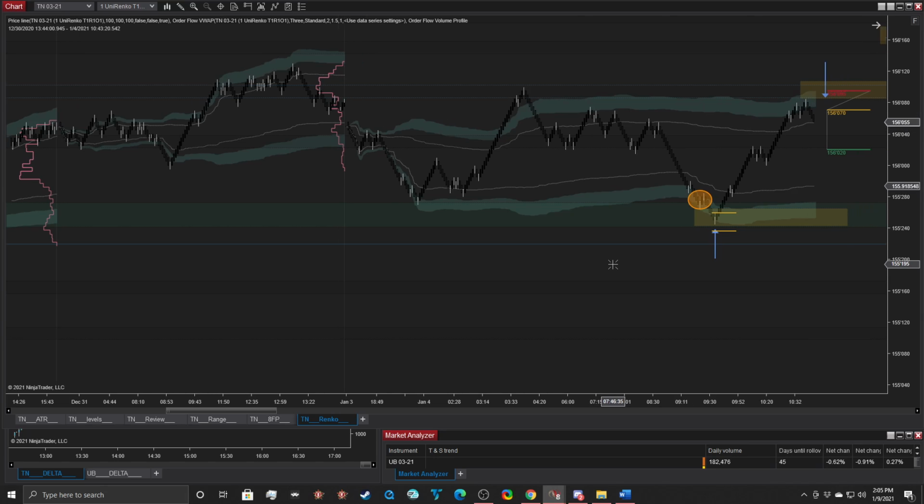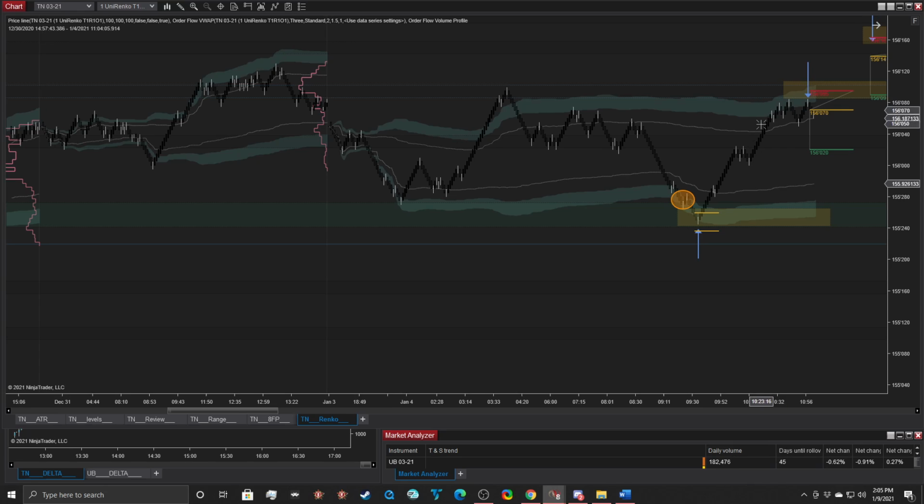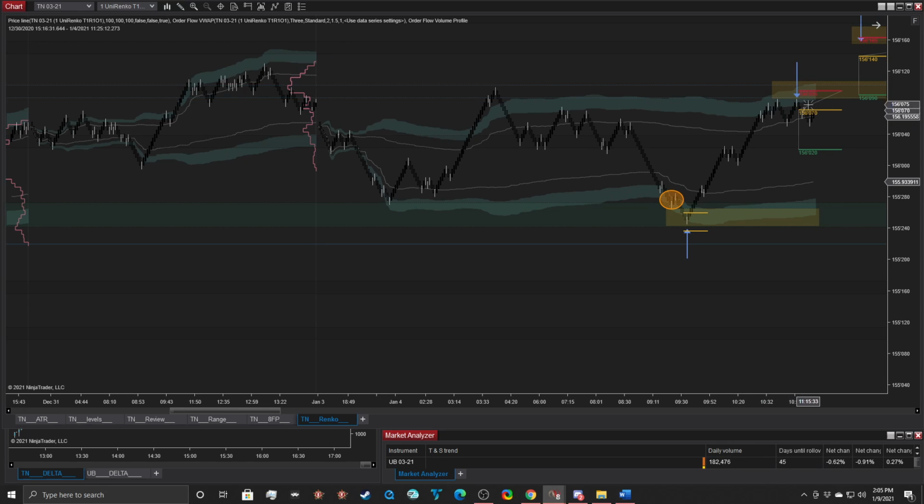Okay, so we get to 10 o'clock. We have no signals because we're at a narrative level, but not an extreme. We get out to the extreme here, and we get our first signal right here. This is the setup, right? Why? Because it interacts with both the price and the DVA. So we get our setup, and now this is the entry area.